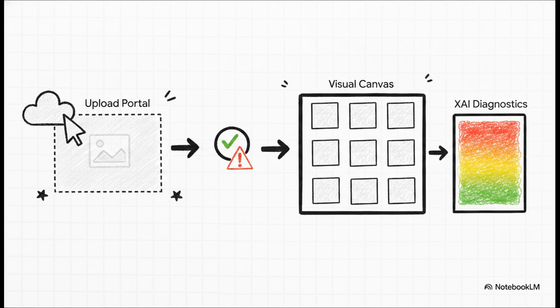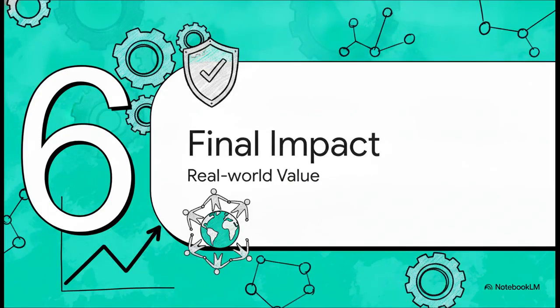Imagine a user drags and drops an image into the upload portal. Instantly, the Gatekeeper Alert module throws up either a green validation checkmark or a red error warning asking for a re-upload if the quality gate gets triggered. If it gets the green light, the visual canvas dynamically draws bounding box outlines over the localized cells, and your XAI Diagnostics module pops up that GradCam heat map right next to the final class prediction. It's seamless. Finally, we arrive at Section 6, pitching the final impact.